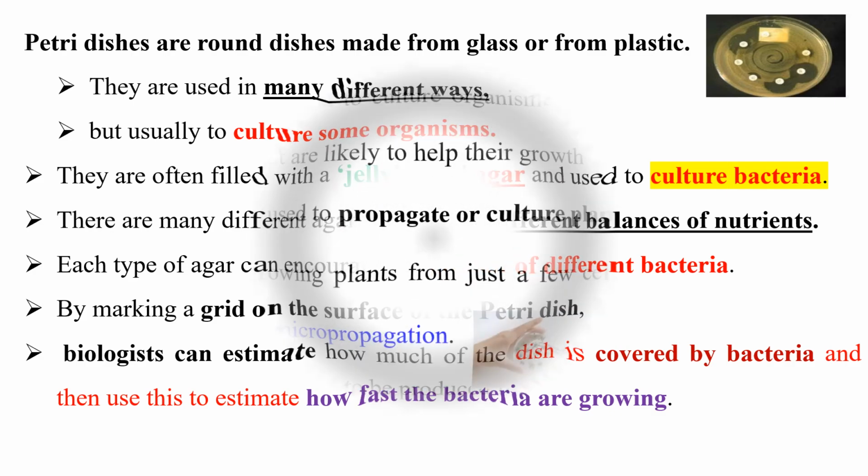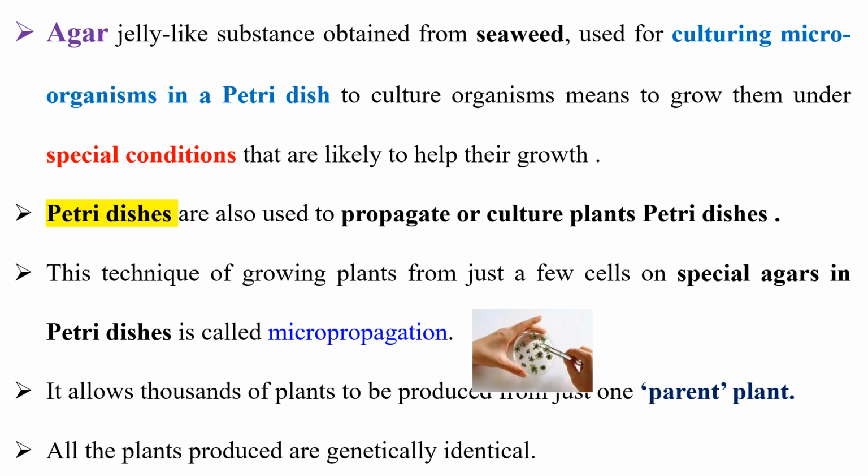And also, agar is a jelly-like substance obtained from seaweeds or red algae. This agar is used for culturing microorganisms in the petri dish. To culture organisms, we need to grow them under special conditions that are likely to help their growth, such as normal temperature, pH, and everything. We are adjusting the conditions for the bacteria.